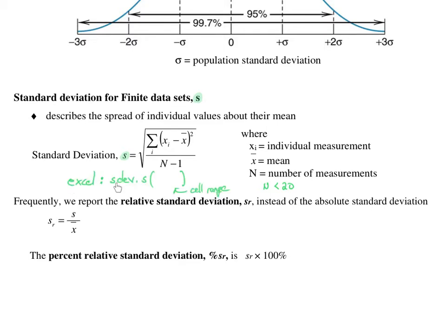In Excel, we use STDEV.S. S tells Excel that this is a sample standard deviation and applies this formula. And that's followed by the cell range. We're going to frequently report the relative standard deviation, which is our standard deviation divided by our mean. It's a comparative value, as is the percent relative standard deviation.